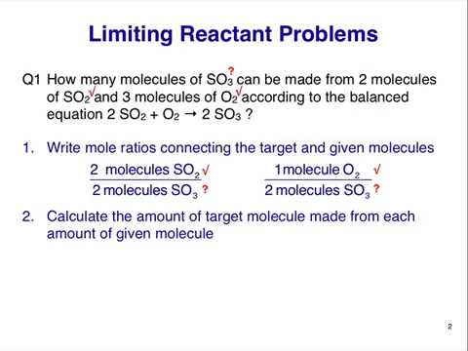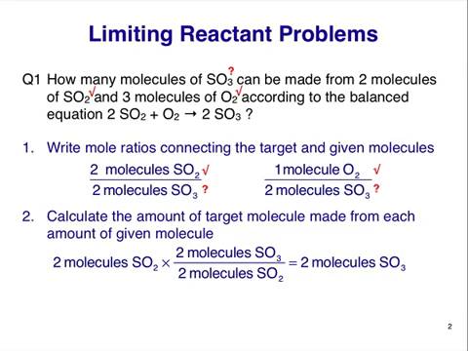Our next step is to use each of the mole ratios in conjunction with the given information to calculate the amount of product made, assuming the other reactants are plentiful. The chemical term for plentiful is in excess.